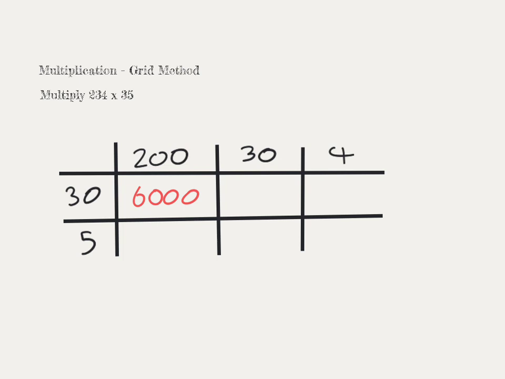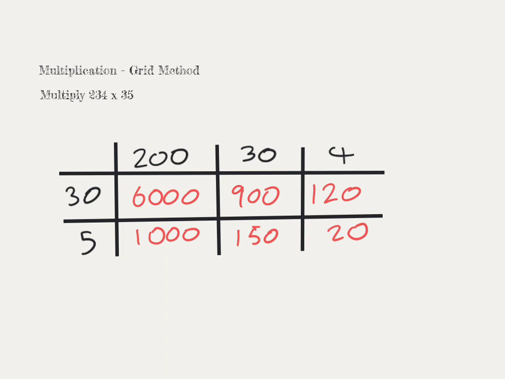30 times 30, let's have a look at 30 times 30. 3 times 3 is 9, times 10 is 90, times 10 is 900. 30 times 4, well 3 times 4 is 12, times 10 is 120. 200 times 5, I know that is 1,000, but just to check, 5 times 2 is 10, times 10 is 100, times 10 is 1,000. 5 times 3 is 15, so 5 times 30 is 150. 5 times 4 is 20.